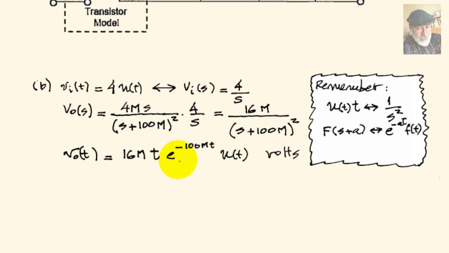And that is the output of this circuit when the input is 4 u of t. And that was part B.